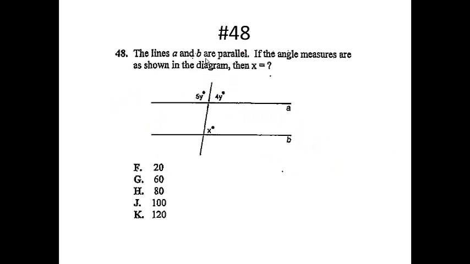Number 48, the lines A and B are parallel. If the angle measures are as shown in the diagram, then x equals what? All right, so I want to find x, but I think I'm going to have to find y first. I do know that these two are supplementary, which means they add up to 180.